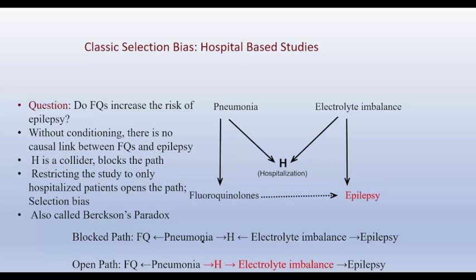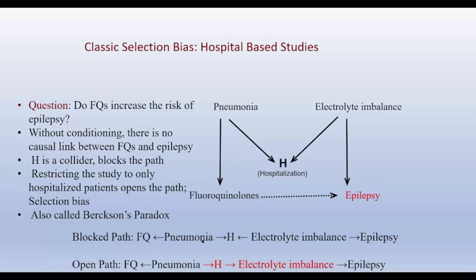So we have a DAG here where we have two variables, pneumonia and electrolyte imbalance. Pneumonia is a cause of fluoroquinolone use and hospitalization, and electrolyte imbalance is a common cause of hospitalization and epilepsy. So you can see that there is really no open path between fluoroquinolones and epilepsy, because any path that there could have been is blocked by hospitalization.